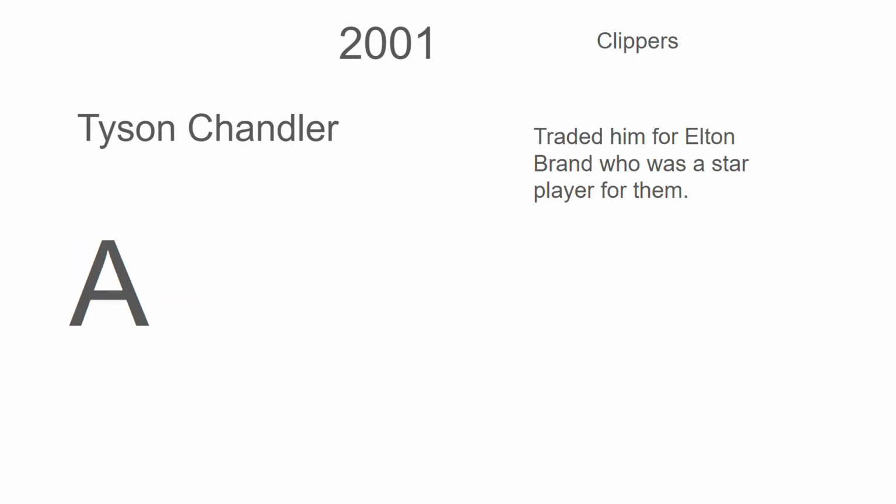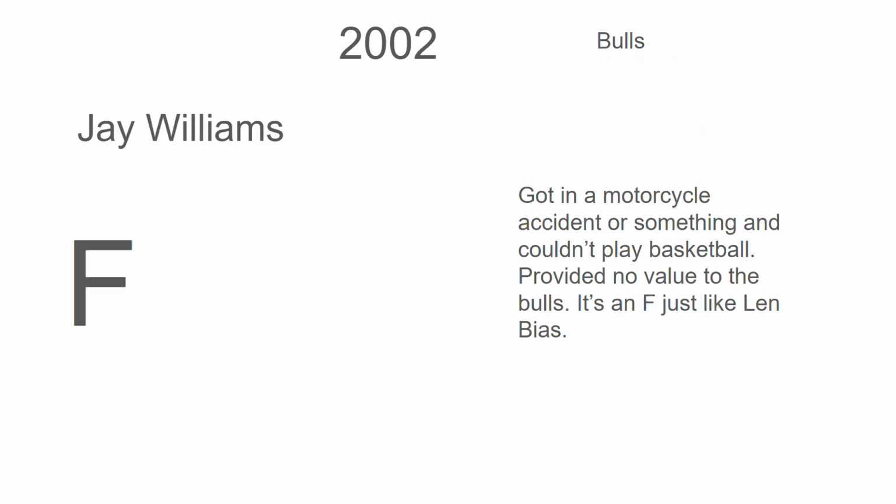2001, the Clippers select Tyson Chandler. He never played for them. He got traded to the Bulls for Elton Brand, so that's an A, since Elton Brand was a really, really good player for the Clippers. And Tyson Chandler wasn't that good for the Bulls either, and then eventually he got to New York and other places. He won a Defensive Player of the Year and stuff. Overall, he's a really good player, but wasn't good for the Bulls and didn't even play for the Clippers. But that's an A, just because they got Elton Brand out of that trade.